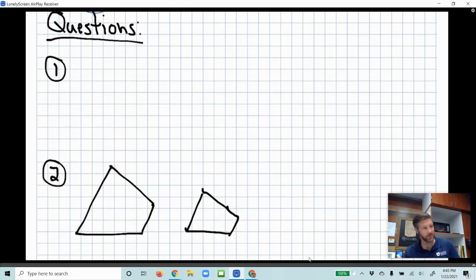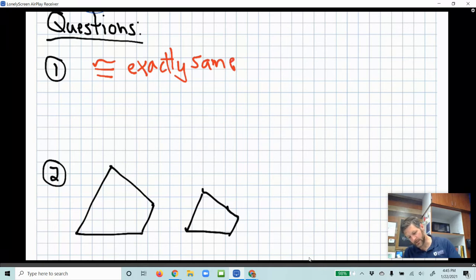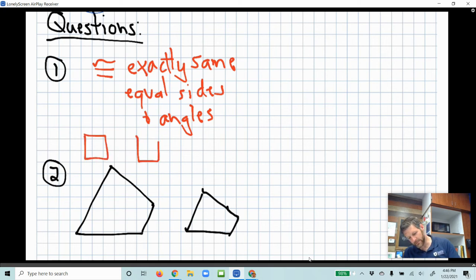Okay, let's get to the questions. So question number 1, what's the difference between similar and congruent? Okay, we pretty much already covered that. Congruent is exactly the same, and it has equal sides and angles. Okay, and so again, an example would be two shapes that are exactly alike in terms of sides and angles.